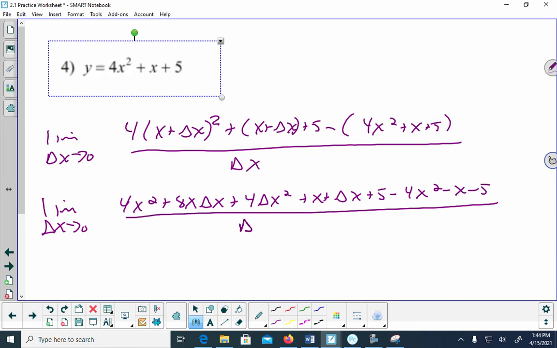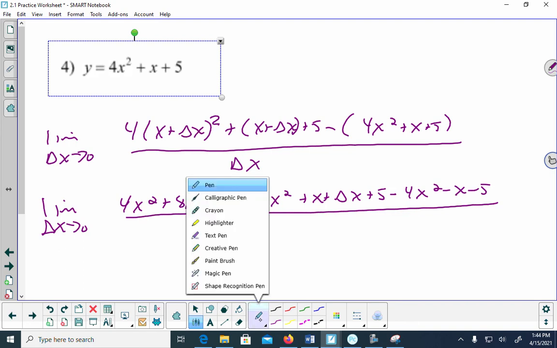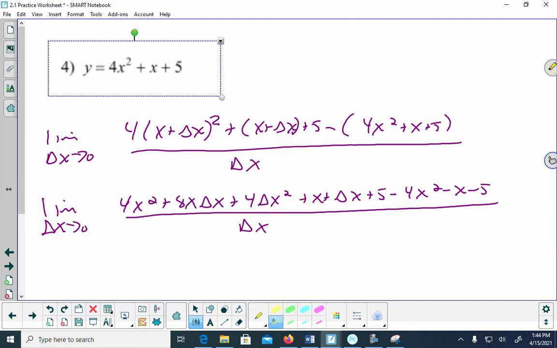I will tell you the most common mistakes that people make is that here they forget this x. Remember, it's x times delta x. If you use an h, you're less likely to make that mistake. And then the next common mistake is coming up right now.